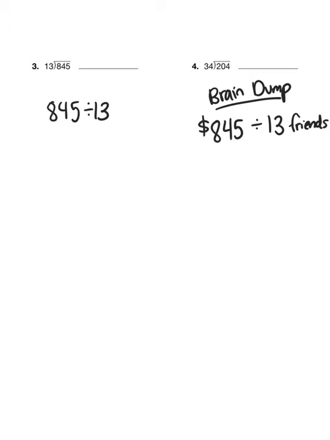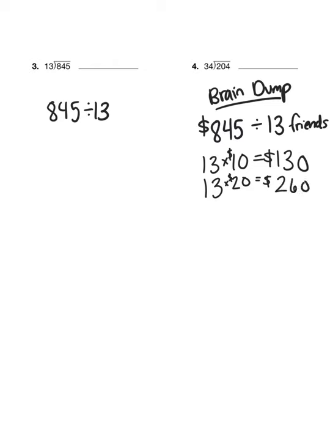So if I have 13 friends and I give each one of them $10, I will have shared $130. And I have quite a bit more money than that to share. I actually have $845 to share. So let me see. If I have 13 friends and I give each one of them $20, that would be $260, and I could even keep going from there.